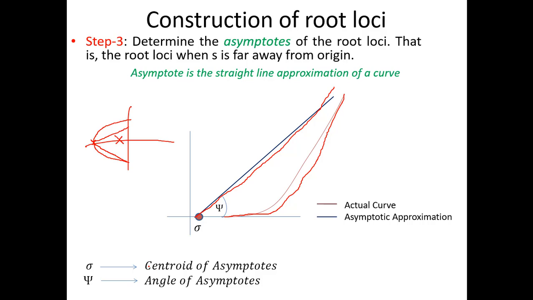So you have two things. The first one is the magnitude and the second one is the angle. The first one is the centroid of the asymptotes, the point at which the asymptotes take off, and the second is the angle at which they take off. So there are two things: the centroid of the asymptotes and the angle of the asymptotes.